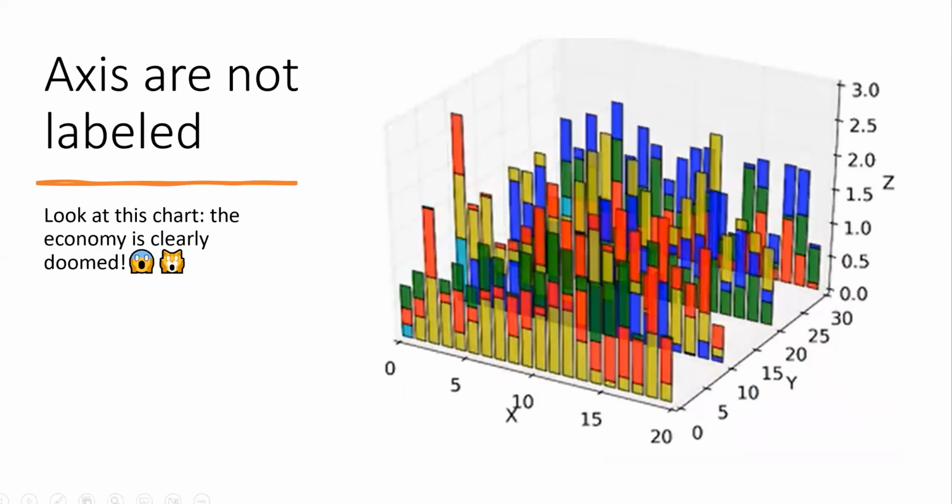Now, what's going on here? It looks like the economy is doomed, right? Oh, wait, this is the heat distribution of the microwave after 1 minute of heating. So the problem with this graph is that the axes are not labeled. We see X, Y, Z, but we don't know what they represent. So that's another problem that you may run into.